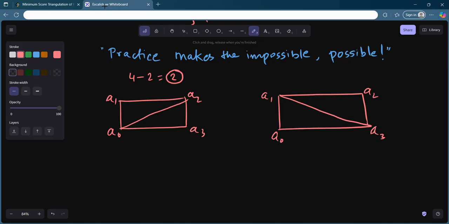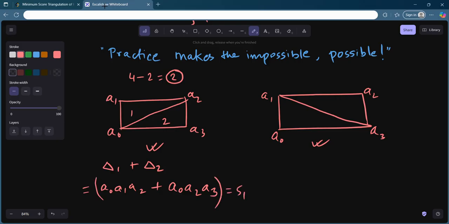Now what you want to do is calculate the score of each triangulation. This is a possible division, and this is also a possible division, right? So you want to calculate the score. This is, let's say, triangle number 1, this is triangle number 2. So triangle 1 score plus triangle 2 score. Triangle 1 score is a0 times a1 times a2, plus triangle 2 score is a0 times a2 times a3. This is your total score.